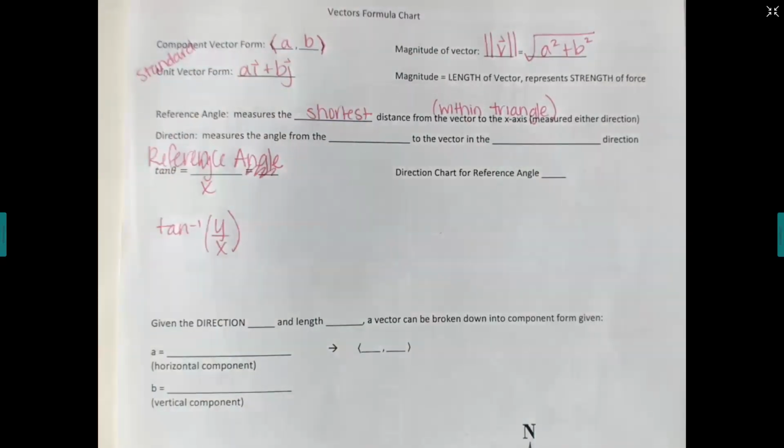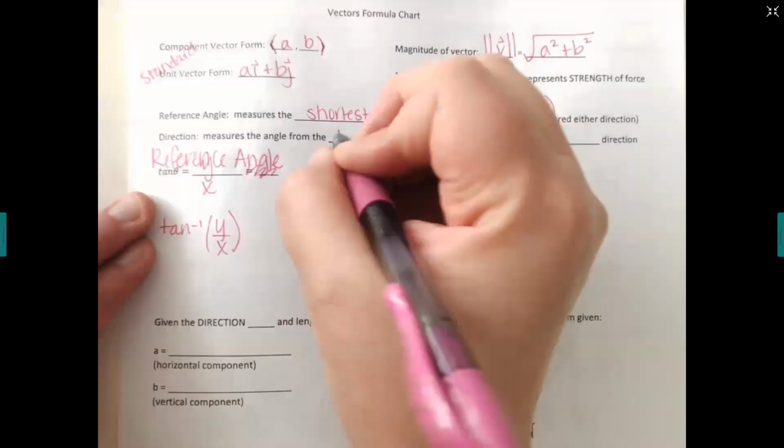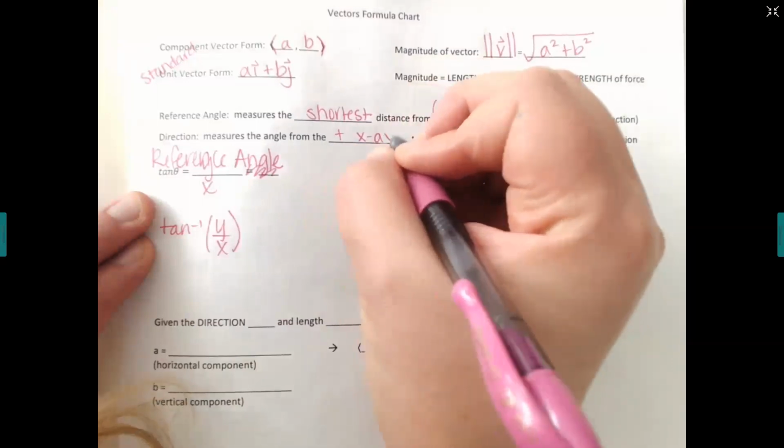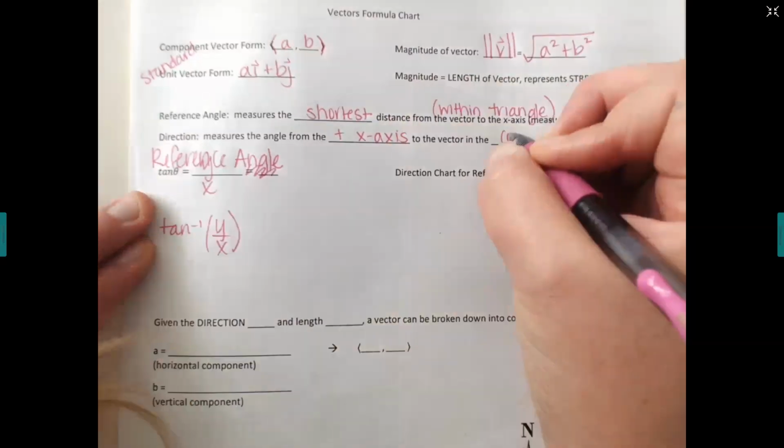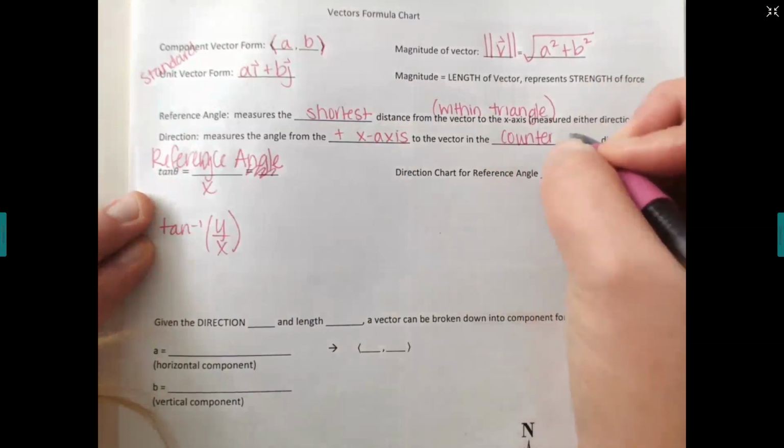Okay, then after you find your reference angle, direction is measured from the positive x-axis counterclockwise around the circle.